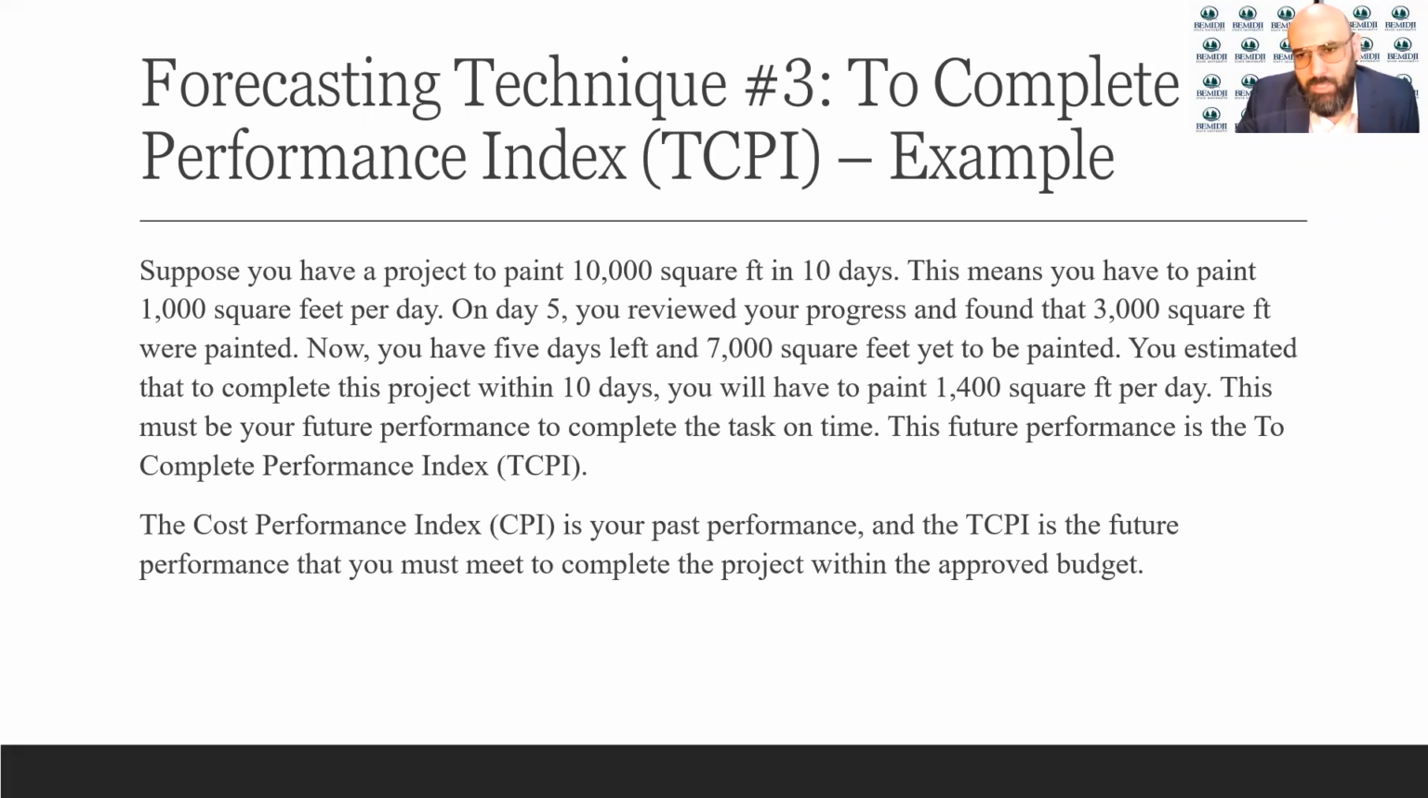So this performance is what is called the TCPI. This future performance is the TCPI, the to complete performance index. The cost performance index is the past performance. So the CPI is the past, what you've done in the past. But the TCPI is the future measure, the future performance that you must achieve to complete the project within the approved budget.